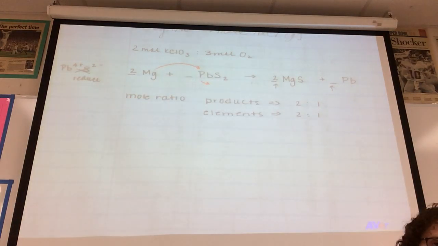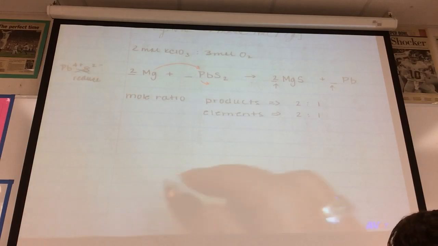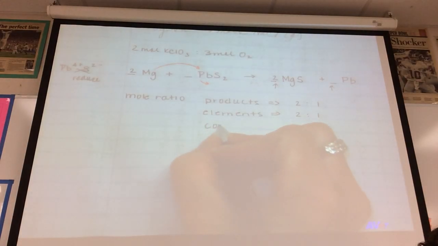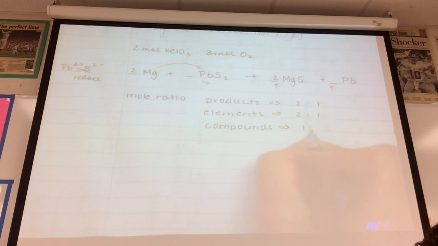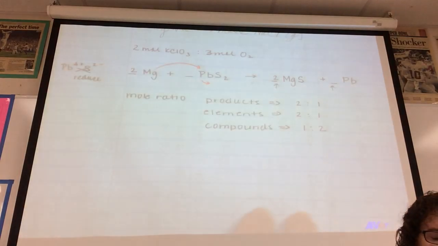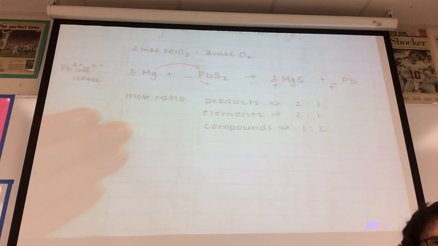Remember, an element has one capital letter, which may or may not be followed by a lowercase. Compounds have a minimum of 2 capital letters. So what is the mole ratio of compounds? 1 to 2 is correct. And just write them in the same order from left to right. And right away you're going to pick up 30 to 35 points on your quiz. That's exactly how it will open up. Questions at this point?